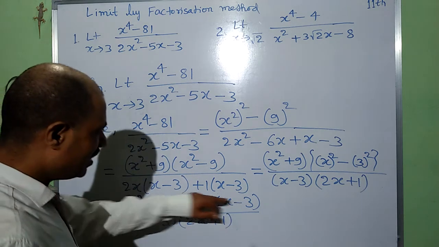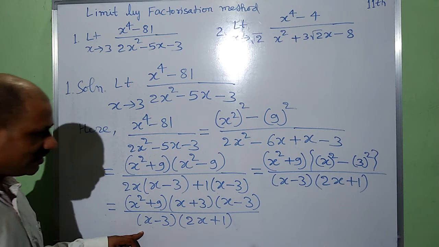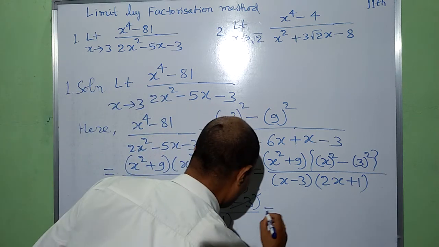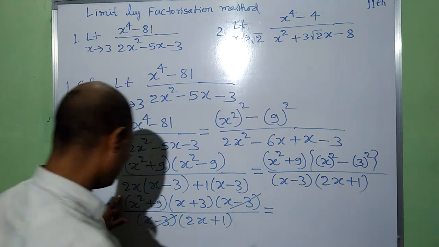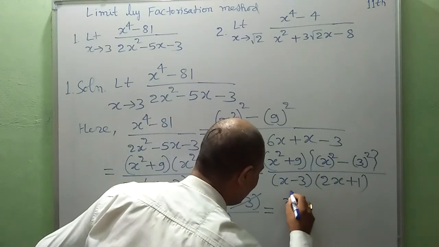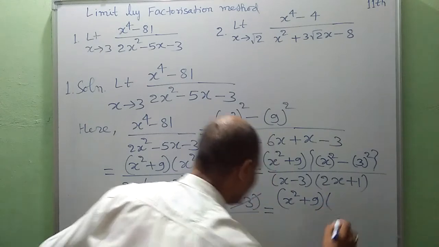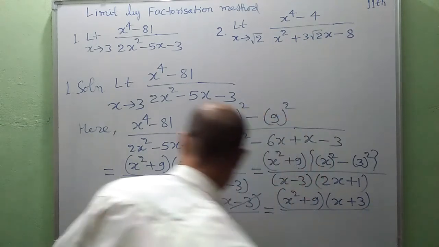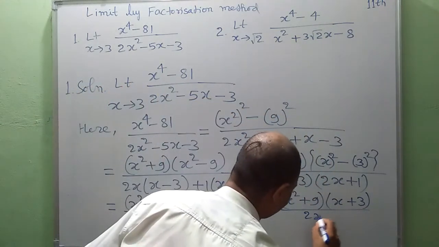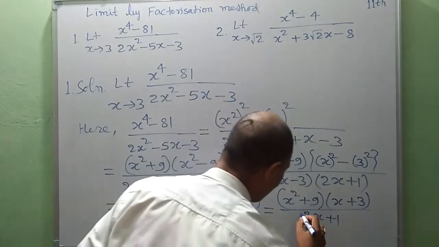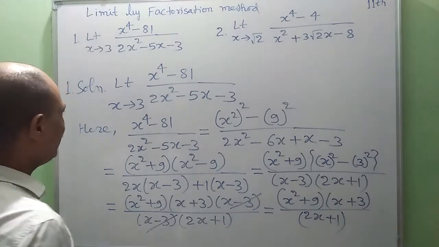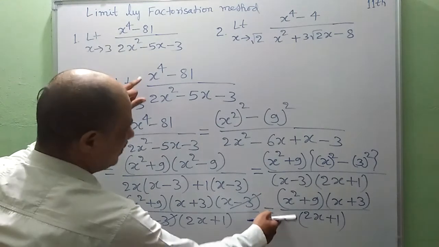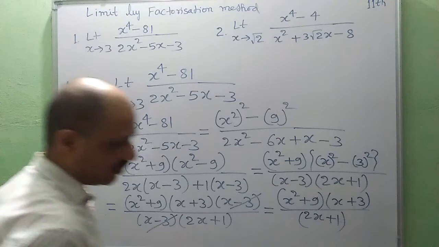Here in numerator and denominator common factors will be cancelled. These common factors are x minus 3, x minus 3. Then we have in simplest form (x square plus 9) into (x plus 3) by (2x plus 1). Now we have to calculate its limit. It is its simplified form.